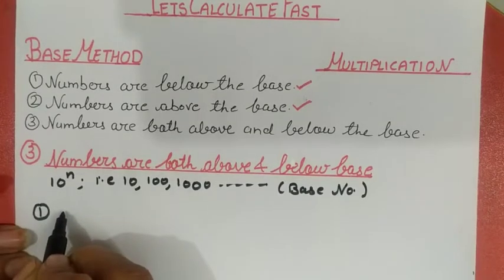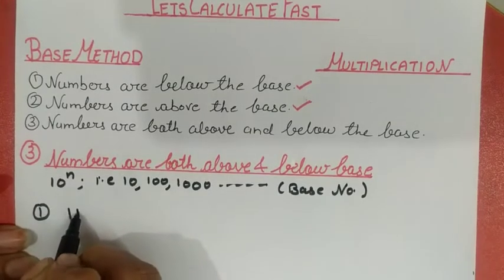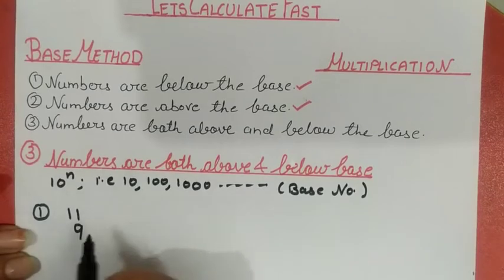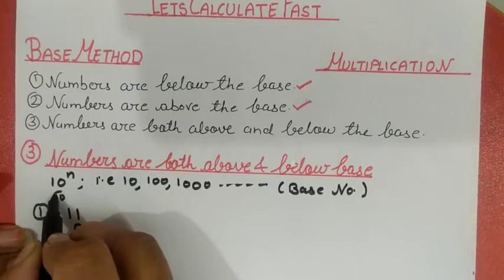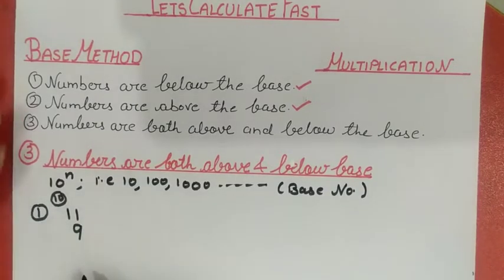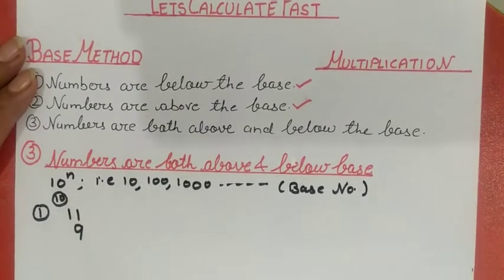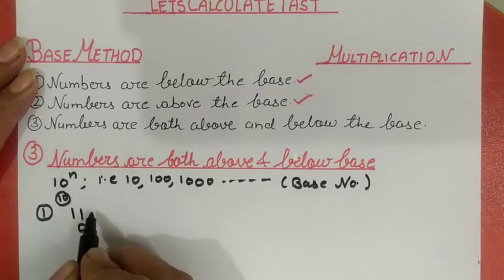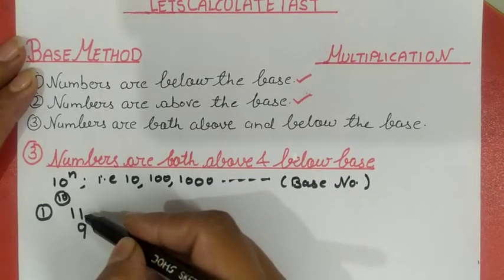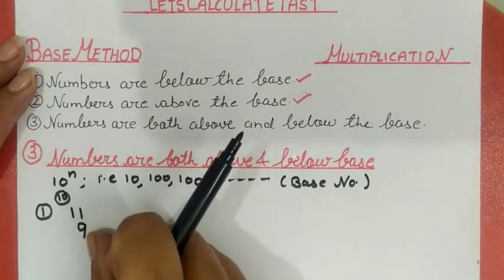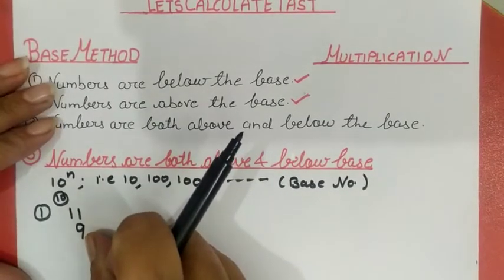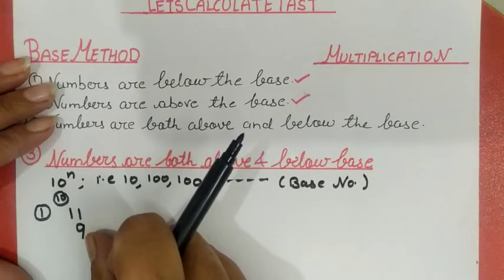Let me take the very first question for you. We want to multiply 11 by 9. Now these two numbers are near to base 10, so the base is 10 over here. Number 11 is more than or above 10, and number 9 is less than or below 10. So this is a question where we have both types of numbers. One is above the base and one is below the base.